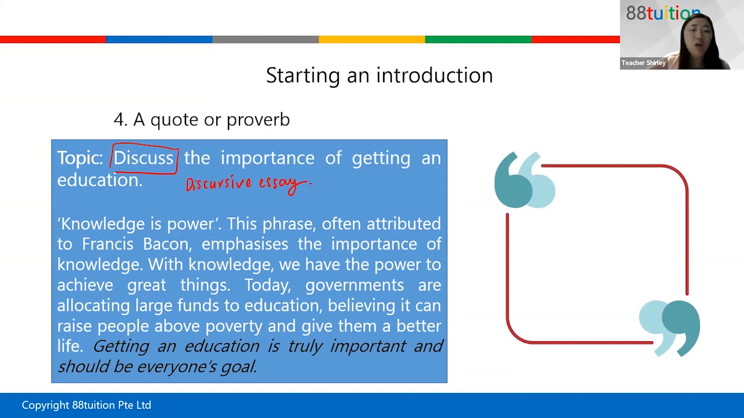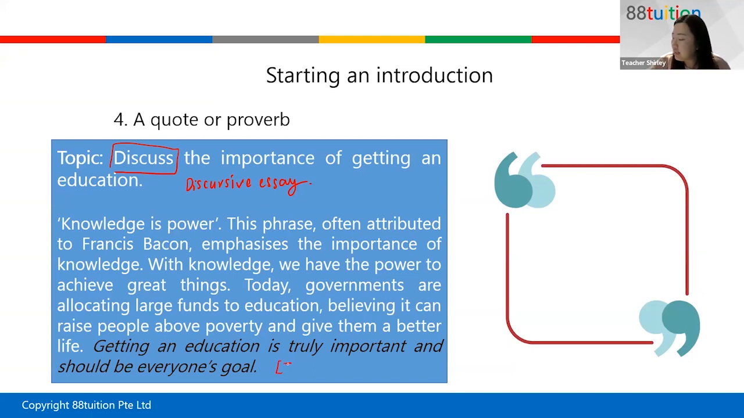Basically, the quote here is, knowledge is power. This phrase, often attributed to Francis Bacon, emphasizes the importance of knowledge. With knowledge, we have the power to achieve great things. Today, governments are allocating large funds to education, believing it can raise people above poverty and give them a better life. So getting an education is truly important and should be everyone's goal.